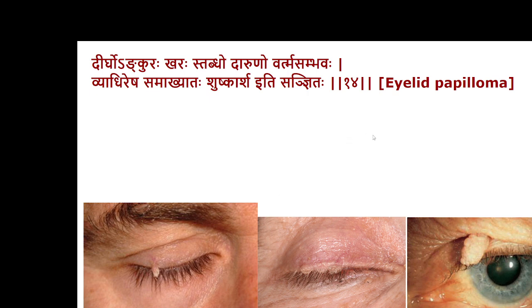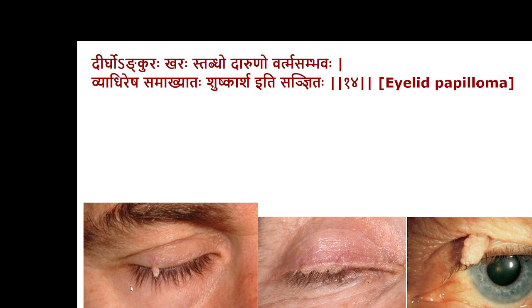Then another condition is Shushkarsha. Shushkarsha is Dirgho Ankura Khara Stabdho Dharno Vartma Sambhavaha Vyadhi Samakhyataha Shushkarsha is Samnitaha. Shushkarsha is where there will be an elongated swelling with a rough surface and firm in consistency. Such is considered a Shushkarsha. The papillomas. Now, papillomas can occur anywhere in the body, anywhere in the skin, and they also can occur in the eyelids. When it occurs in the eyelids, that's called Shushkarsha.